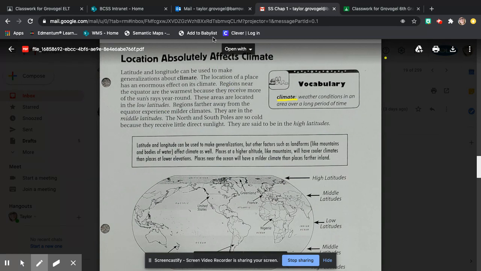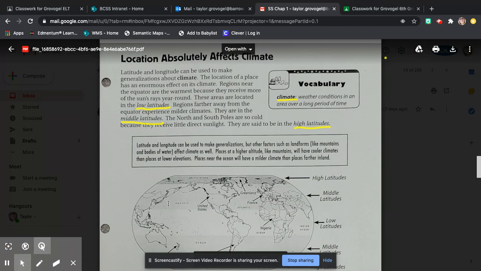So this paragraph gave us a lot of information. So what I'm going to do is I'm just going to highlight low latitudes, middle latitudes, and high latitudes. Because if you have questions on high latitudes or low latitudes, you're going to see this highlight and you're going to know to read around the highlighted word low latitudes.